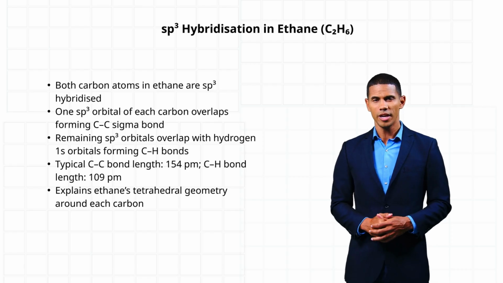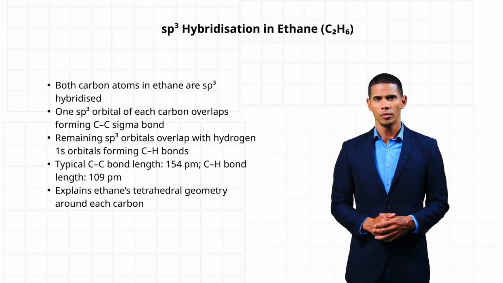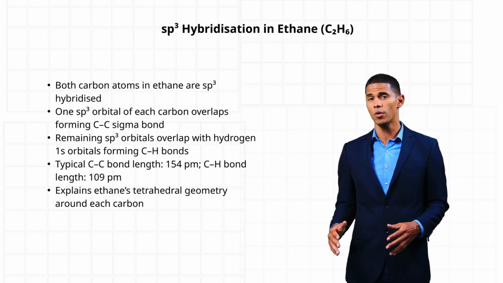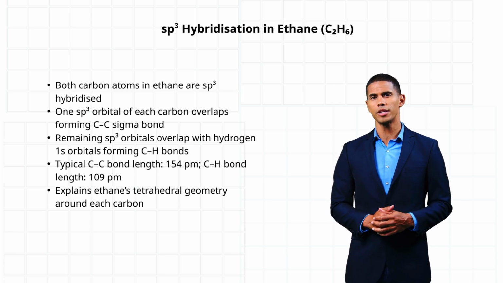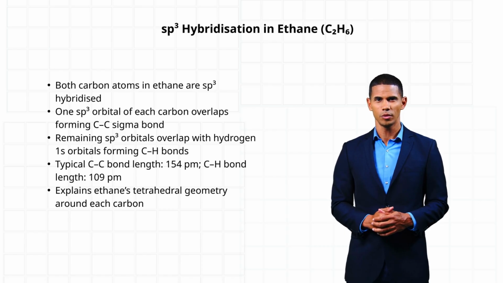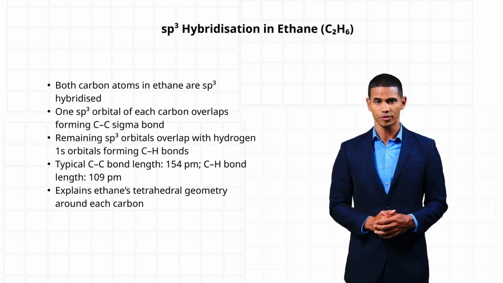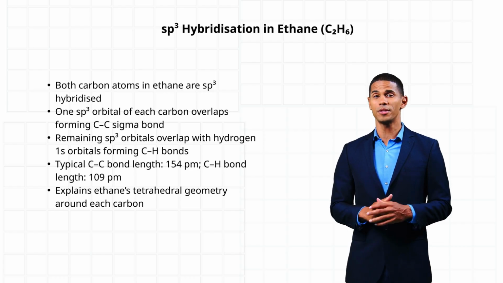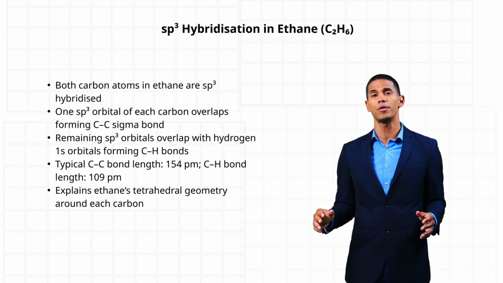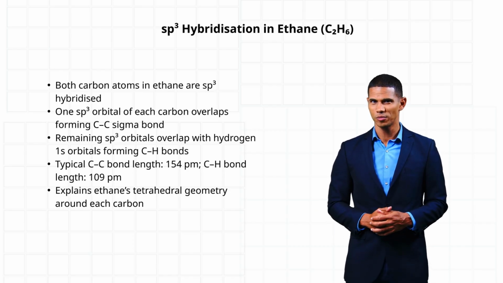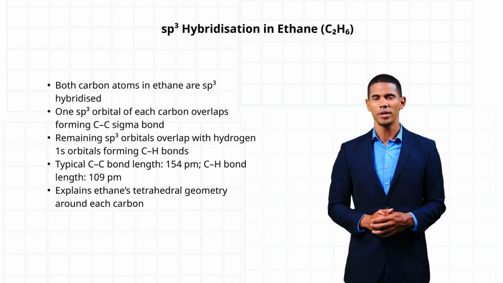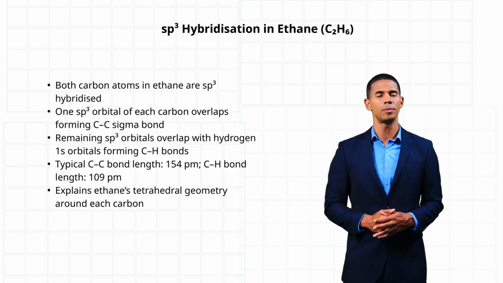Step 2. The remaining 3 sp3 orbitals on each carbon overlap with the 1s orbitals of hydrogen atoms to form carbon-hydrogen sigma bonds. This arrangement results in each carbon having a tetrahedral geometry, similar to methane, with bond lengths of roughly 154 picometers for C-C and 109 picometers for C-H bonds. Imagine 2 tetrahedral tents pitched next to each other sharing a side. That's how the carbon atoms bond in ethane.